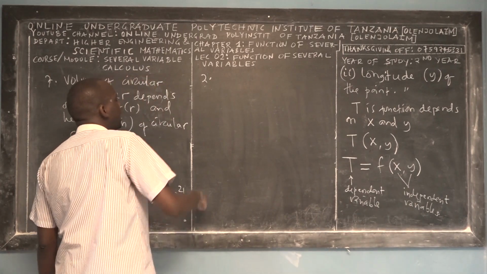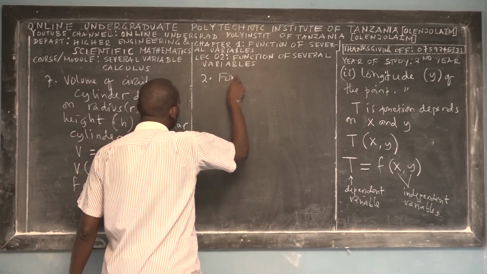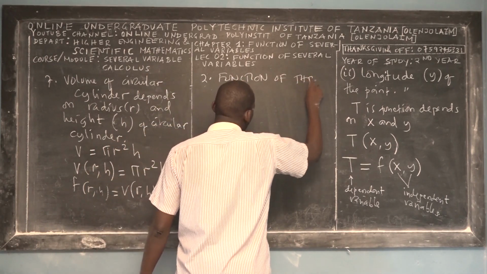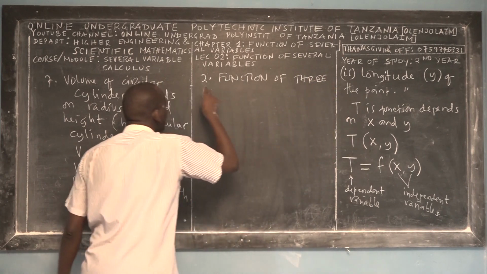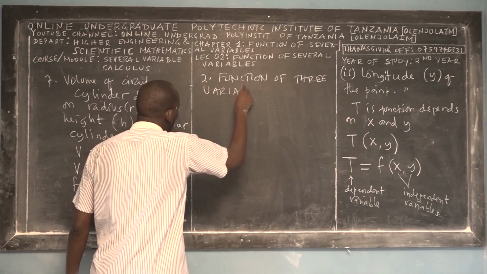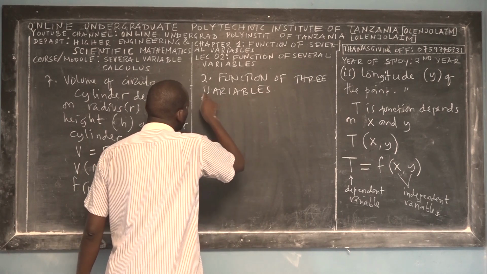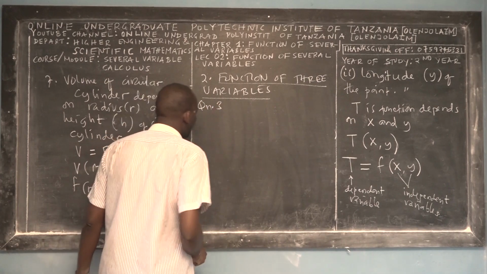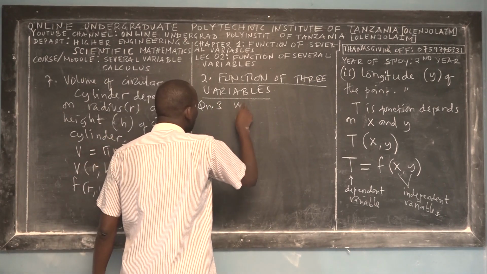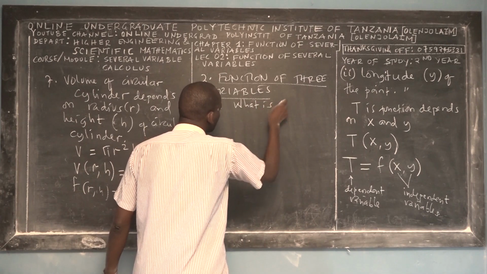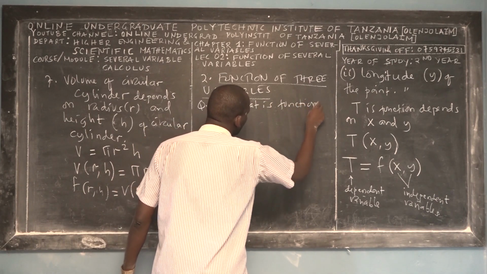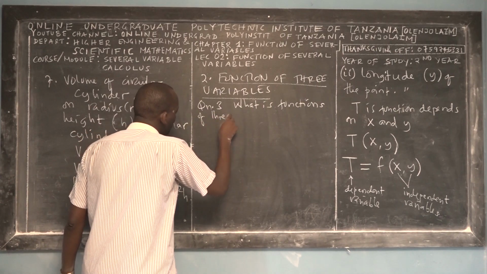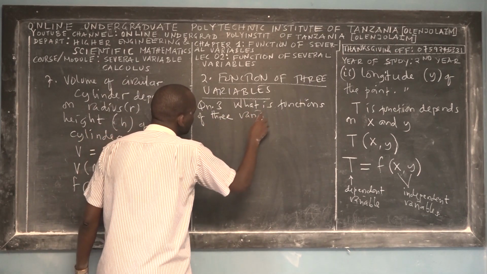The second class, I say, is functions of three variables. Its definition is common. So this is question 3 for this lecture. What is a function of three variables?